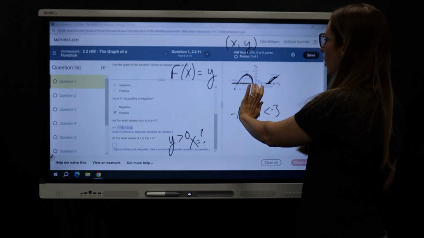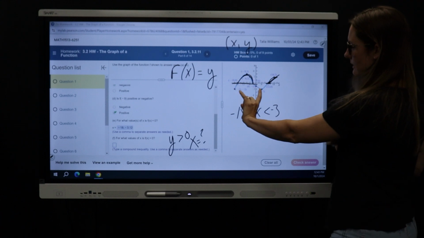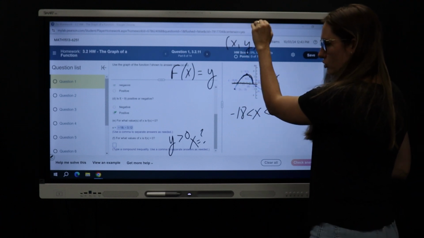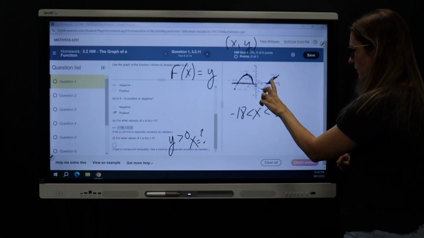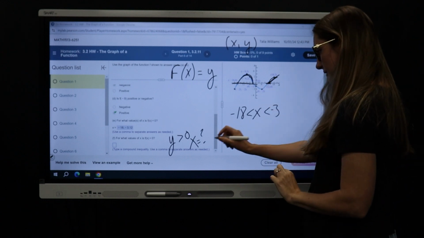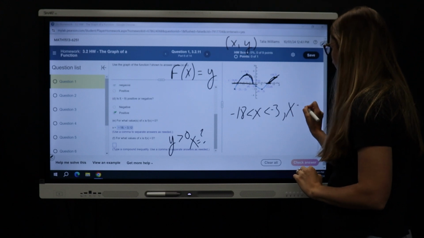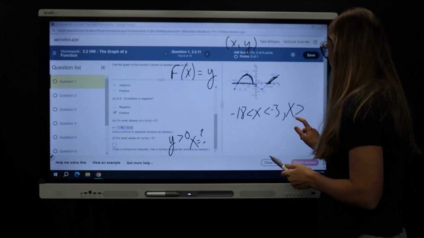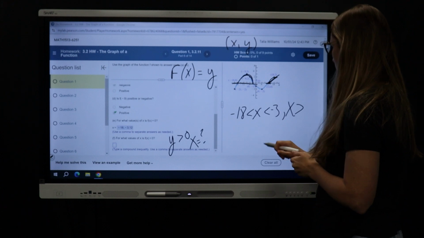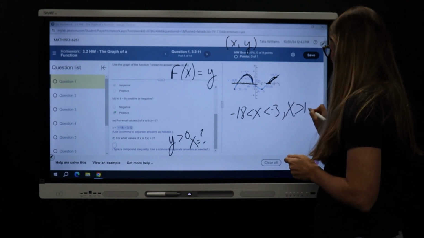We don't have to say the top, we're saying from negative 18 to negative 3, it is all greater than 0. So here, we also use a comma to separate. X is greater than, or, no, not equal to, greater than 12.